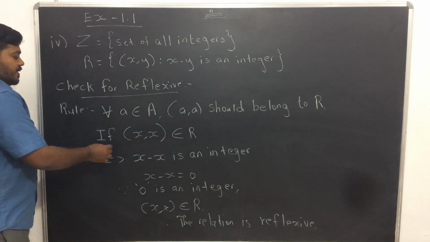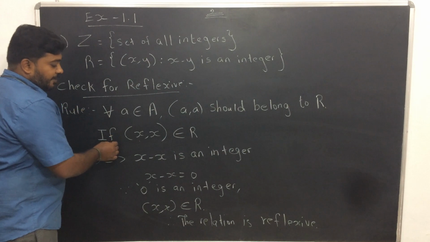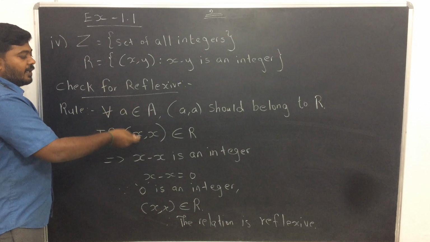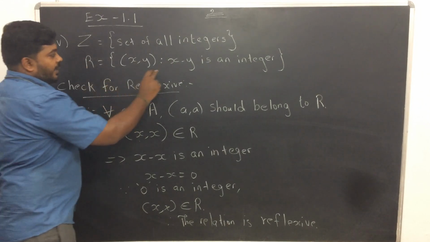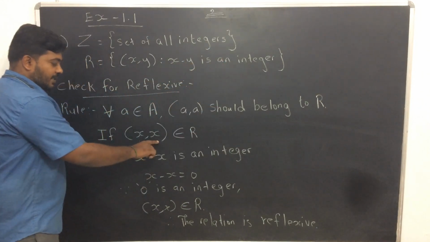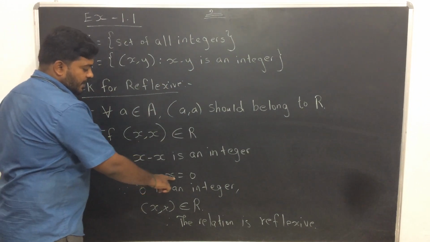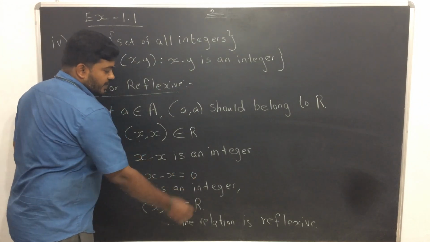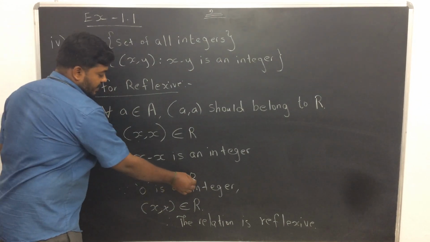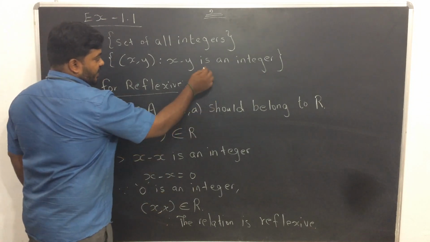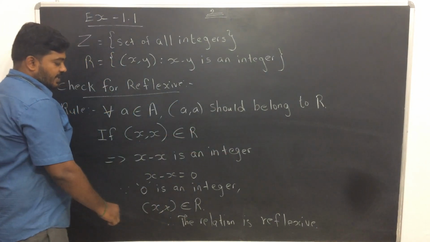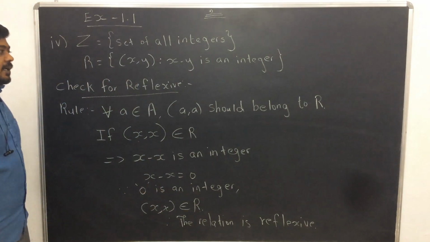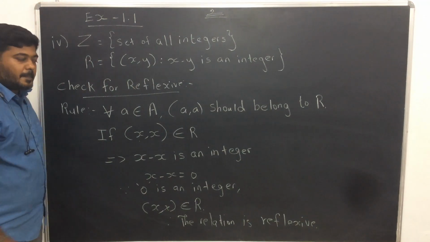So, how did we start? We started by assuming that (x, x) belongs to R. If it is in the relation, what is the rule? x minus y should be an integer. In this case, x minus x is 0, and since 0 is an integer, the condition that x minus y is an integer is satisfied. Therefore, (x, x) belongs to the relation, so this relation is reflexive. Okay.